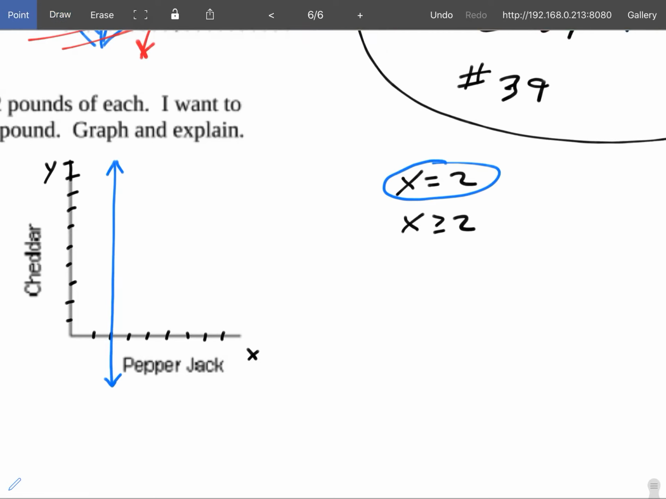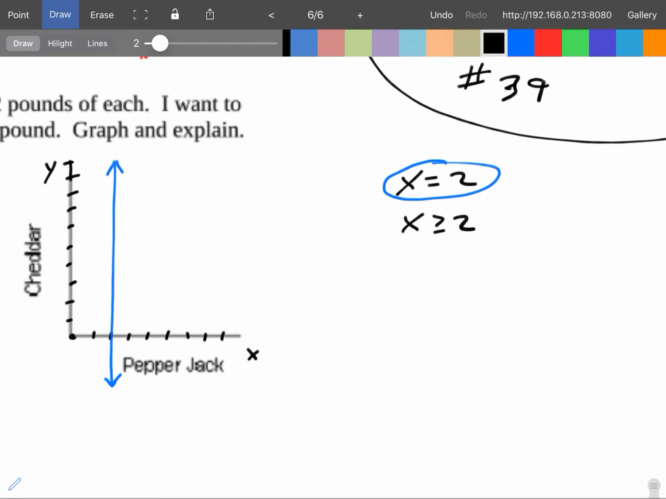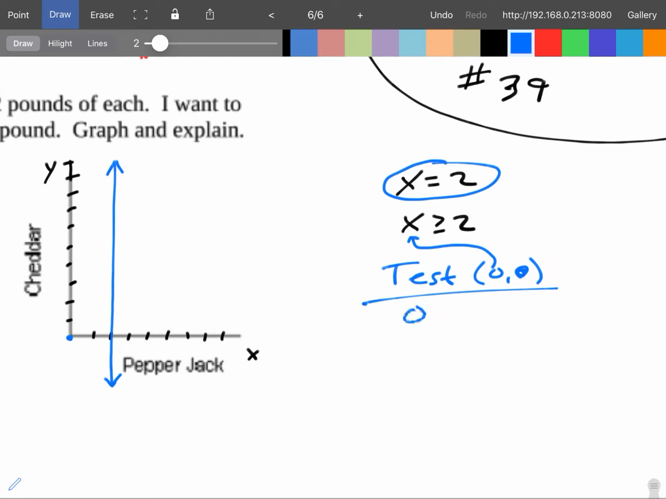Okay, so you guys said pick 0, 0, right? So we're going to test 0, 0, which is right here. So we're testing this point, and we're going to test it in the original inequality, okay? There's no y variable to plug in, so all you got to do is plug in the 0 for x right there. So that would give you 0 is greater than or equal to 2.